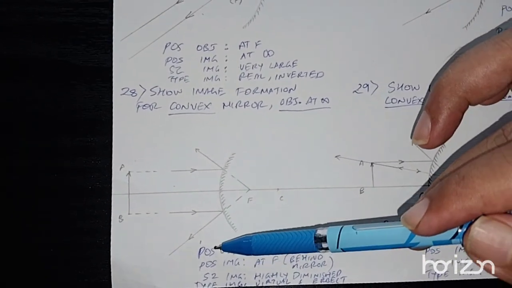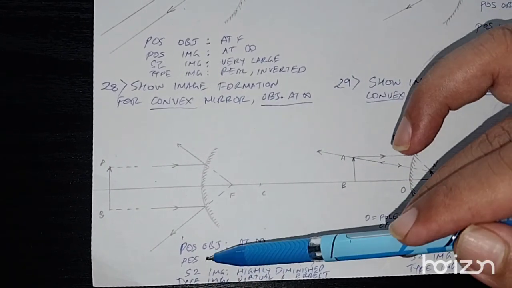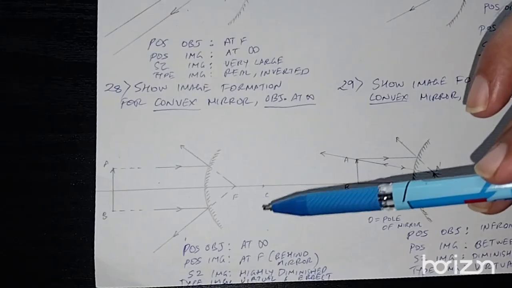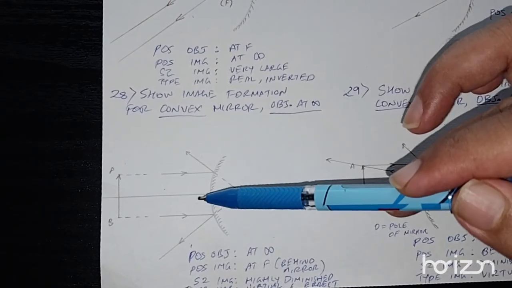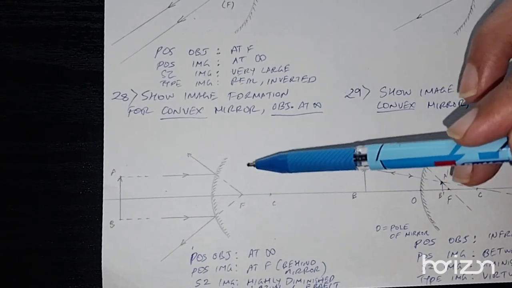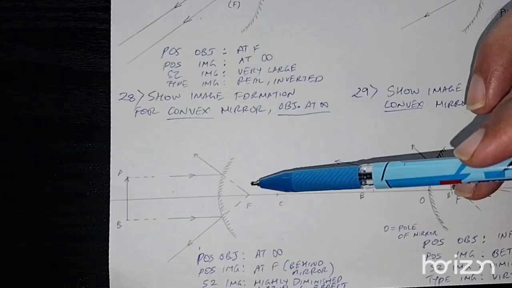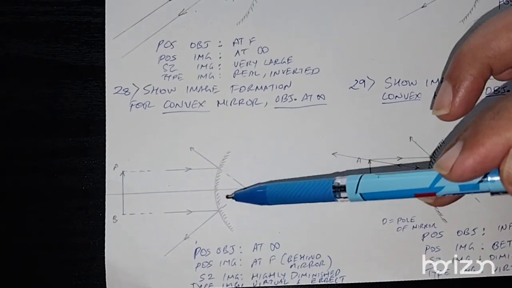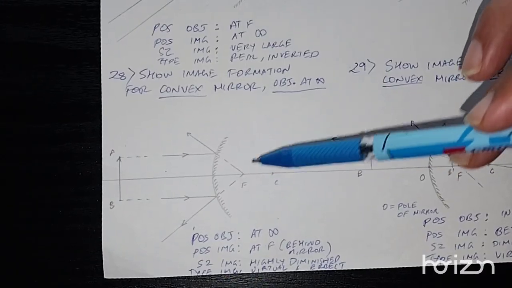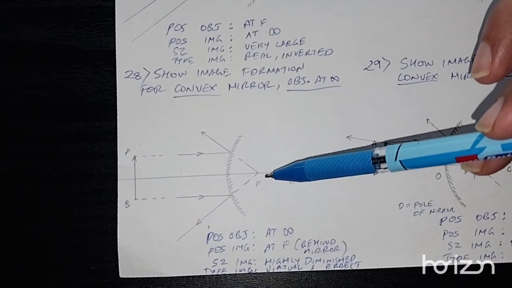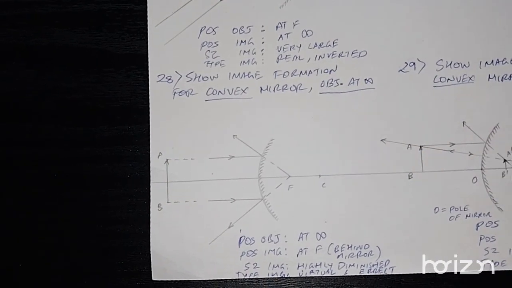So if the position of the object is at infinity for a convex mirror, the position of the image is at F behind the mirror. This is a convex mirror, so this outer surface is reflective. The back of the mirror is not reflective, it is solid. The size of the image is highly diminished, and the type of the image, since it's behind the mirror, you cannot capture it on a screen, so it is virtual and it is erect. This is the case for the convex mirror with object at infinity.